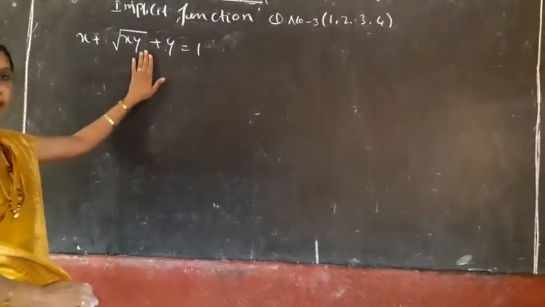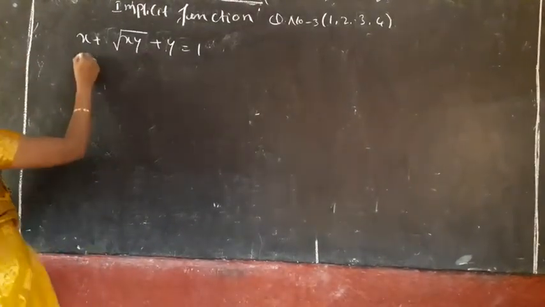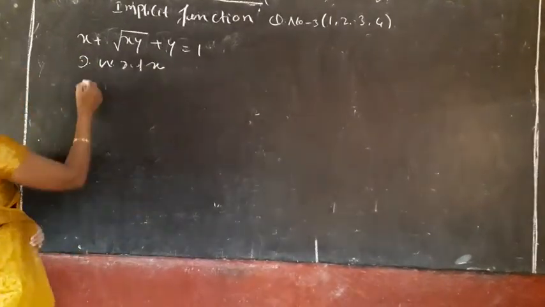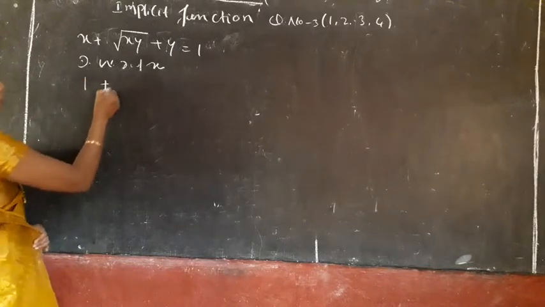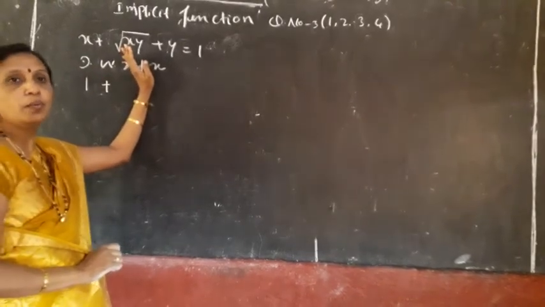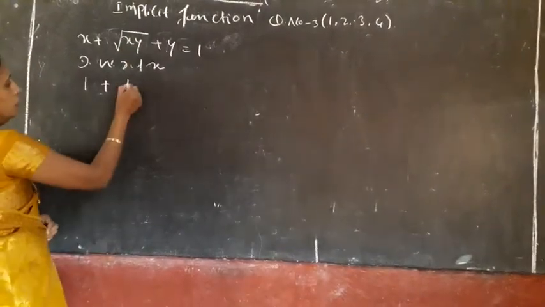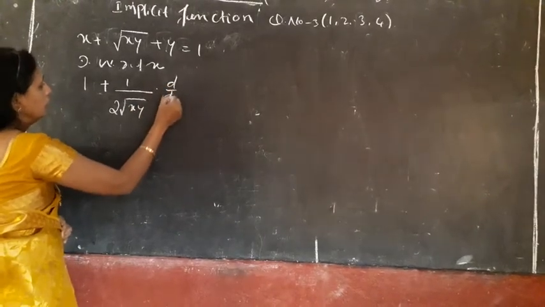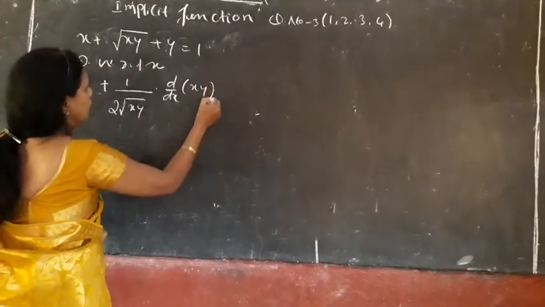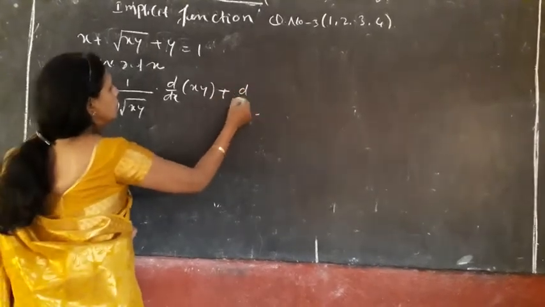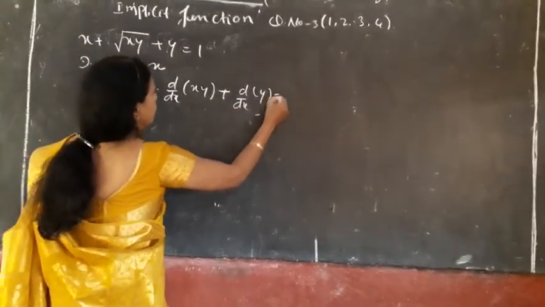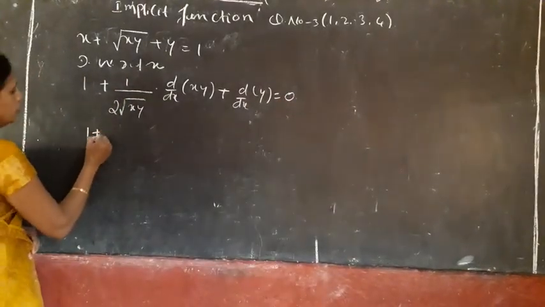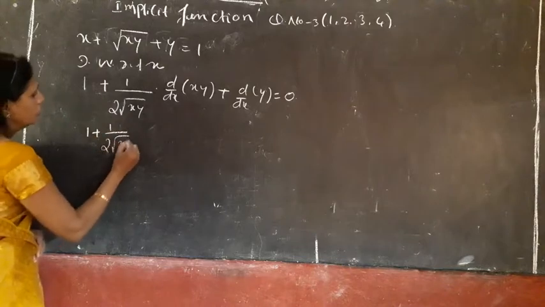Okay. Next, differentiating with respect to x. Differentiation of x is 1. See, differentiation of root of xy, how are we going to write? First write 1 upon 2 root xy into d dx of xy, plus d dx of y, and differentiation of 1 is 0. So 1 plus 1 divided by 2 root xy.